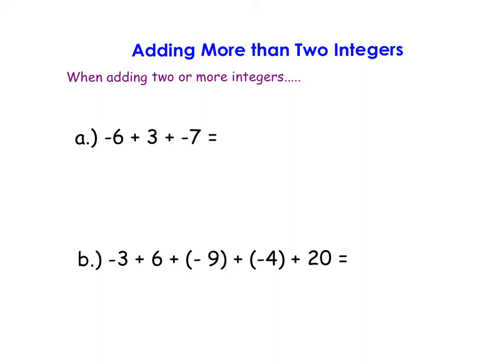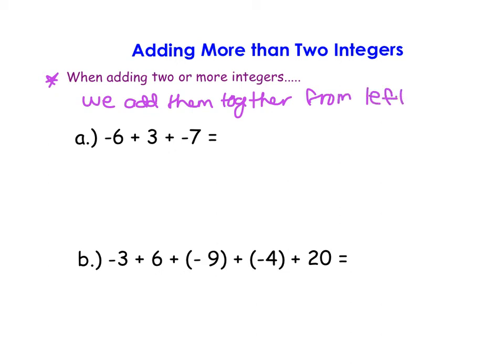So you can see that in the problems below, we have more than two integers together. Here we have a little starting sentence, and it says when adding two or more integers together, we add them together from left to right. So just as if you were to read a book, that's how you add numbers together.